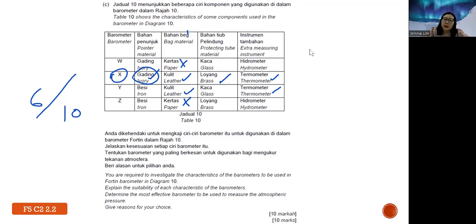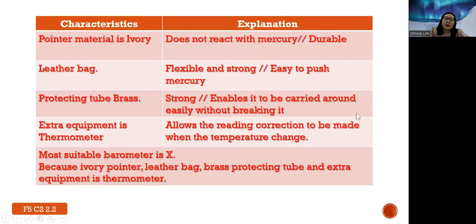So again, let's look at the answer together. Indeed the choice is X. The pointer is made of ivory. Why? Because it does not react with mercury and it is durable. Leather bag, flexible and strong, easy to push the mercury. Then the protecting tube is brass, strong, and able to be carried around easily without breaking. Extra equipment is thermometer, allowing the reading correction to be made when the temperature changes. Therefore, lastly, you say: I choose X because it has an ivory pointer, leather bag, brass protecting tube, and the extra equipment is a thermometer.